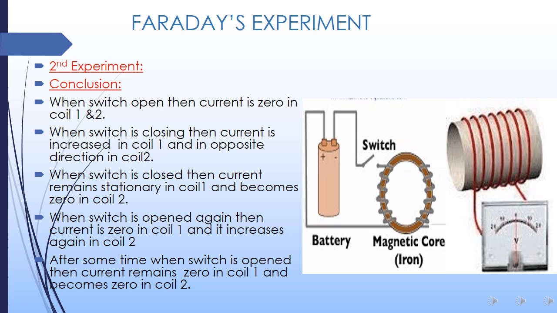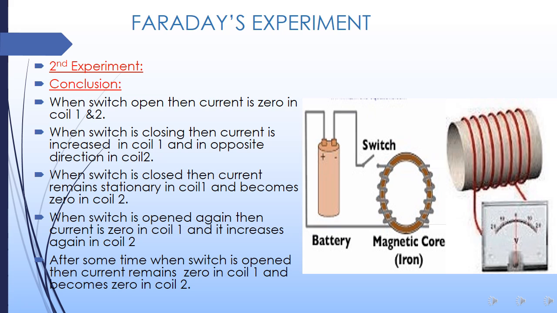Third observation is, if the switch remains closed in the first coil, then the current is stationary in the first coil and the current becomes 0 in the second coil. Fourth observation is, now we again open the switch in the first coil, then the current reduces to 0 in the first coil, and current increases in the second coil.